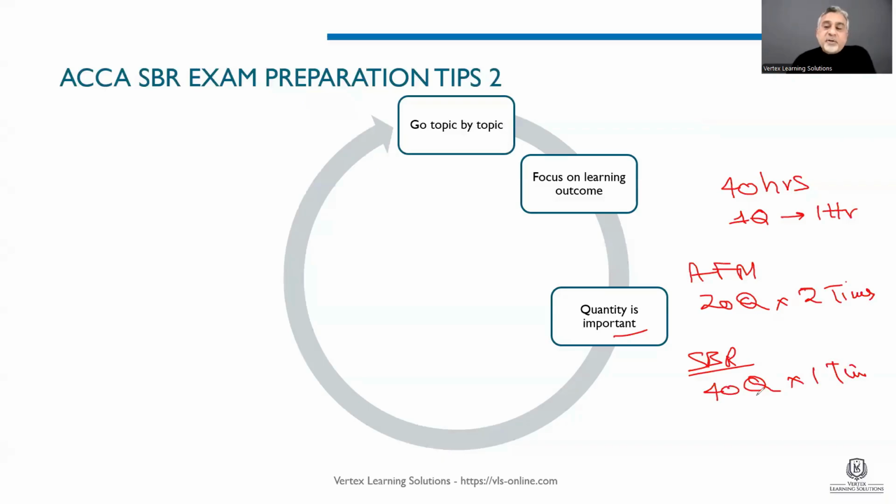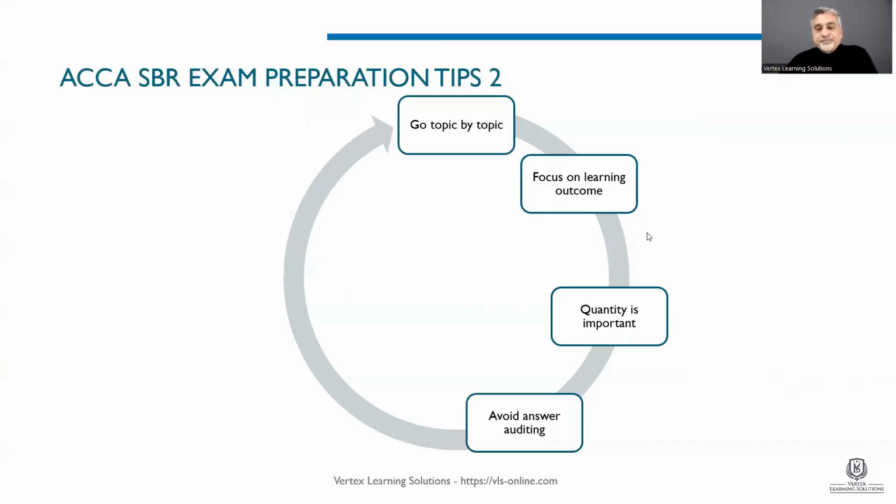Quantity is important because you need to become familiar with more and more scenarios. AFM has very typical scenarios. You come to investment appraisal, risk management, other. There are typical scenarios. Every time they are repeating. But in SBR, every time there is a unique scenario. So it's not important to remember the scenarios. It's not important to remember the calculations. What is more important is that you want to become familiar with more and more scenarios. So quantity is important in SBR.